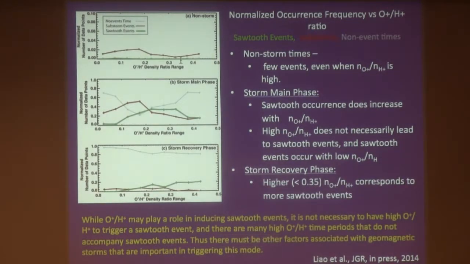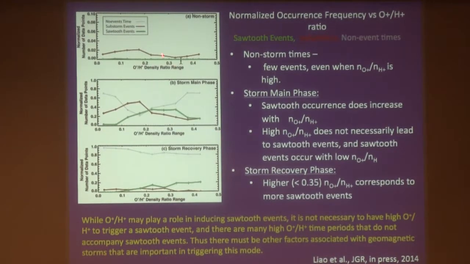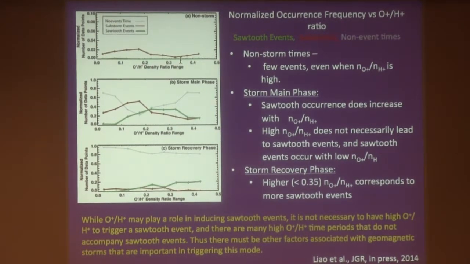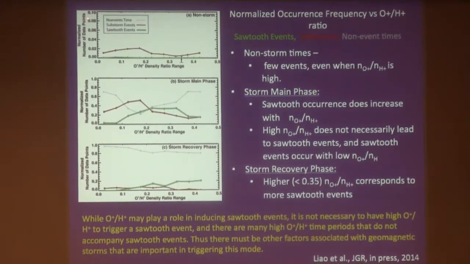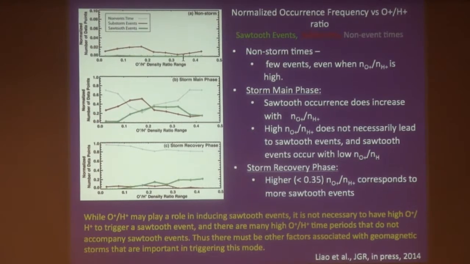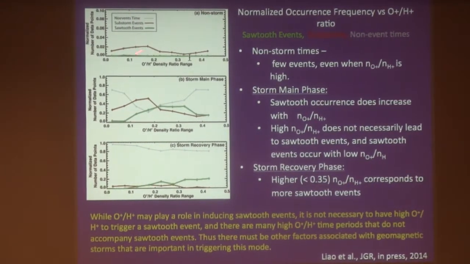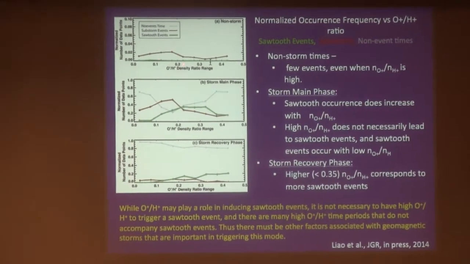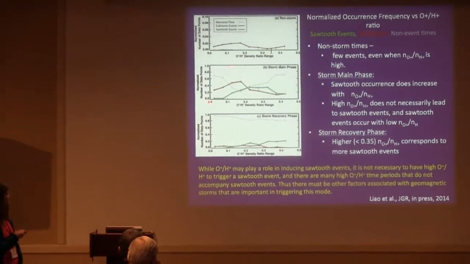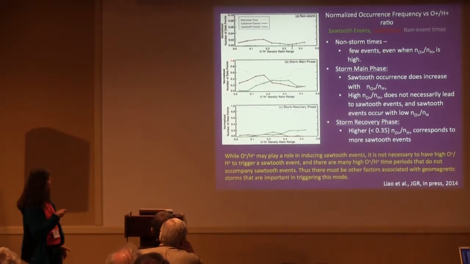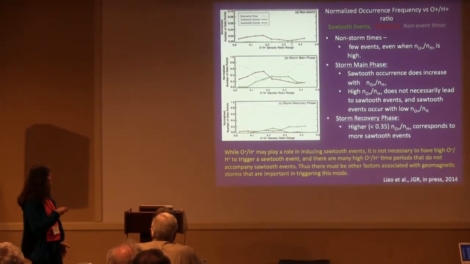And then another way to look at this is to see what the probability is of observing a substorm or a sawtooth event as a function of the oxygen to proton ratio. So during non-storm times, if you look at this scale, it's only going up to 10% here. So most of the time, you don't have an event, and maybe up to 2% of the time you see a substorm, and only very rarely do you get a sawtooth event. In the storm main phase, now this is going up to 100% here, up to 1.